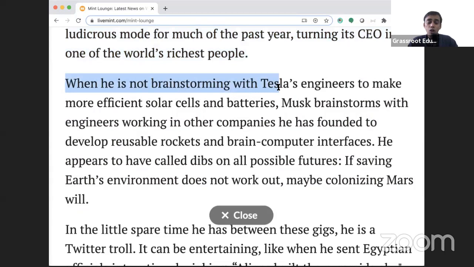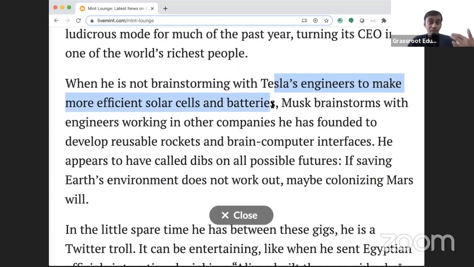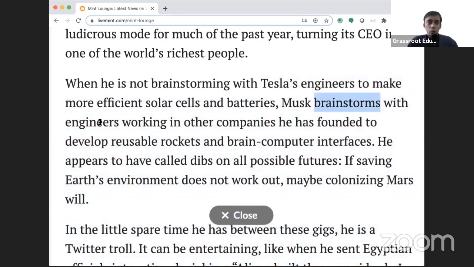When he is not brainstorming with Tesla's engineers, what do you mean by the word brainstorming? What is the meaning of brainstorming? Brainstorming is to intensively think of ideas, techniques, intense thinking. So when he is not intensively thinking and ideating with Tesla's engineers to make more efficient solar cells and batteries, Musk brainstorms with engineers working in other companies he has founded to develop reusable rockets and brain computer interfaces.